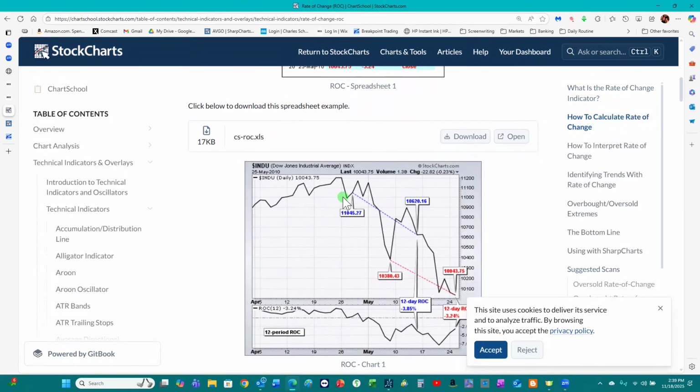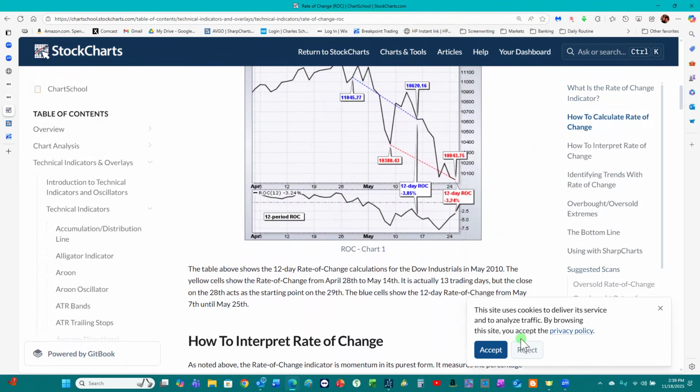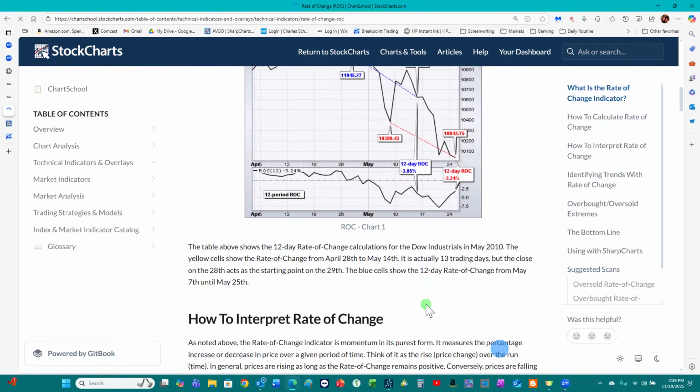Here's an example down here of the Dow Jones with the price going down right here, and you can see the rate of change. In this case, this is a daily chart, and it's 12 days. So the period here is 12 period. We're on a daily chart, so that says 12 days. When it goes below zero, which is basically right in this area, then the rate of change or momentum is declining, and that means the price is declining as well. So that's how to use rate of change.